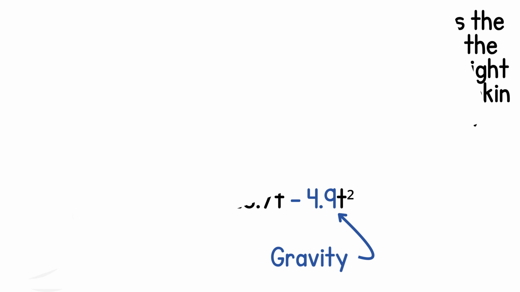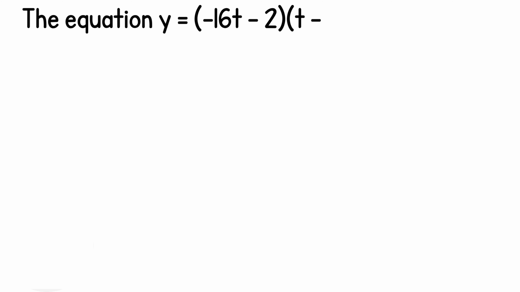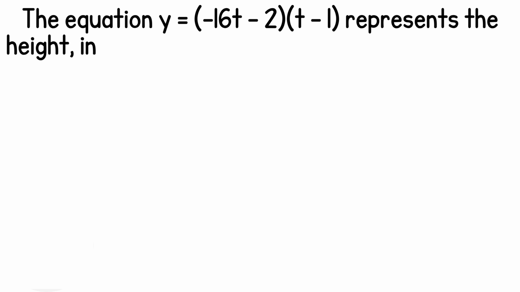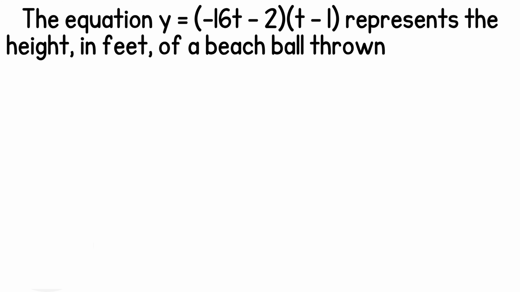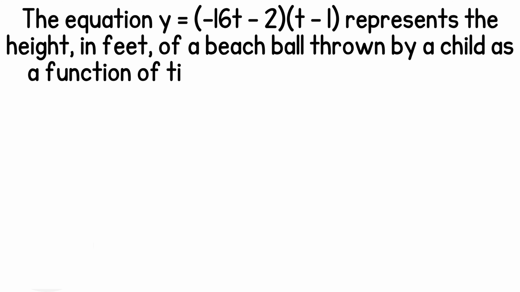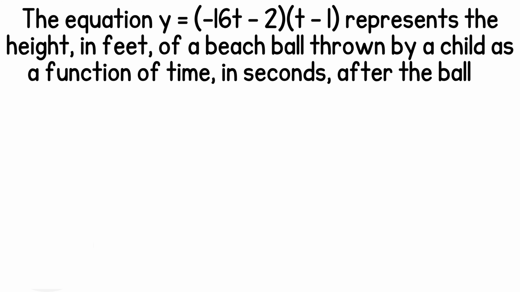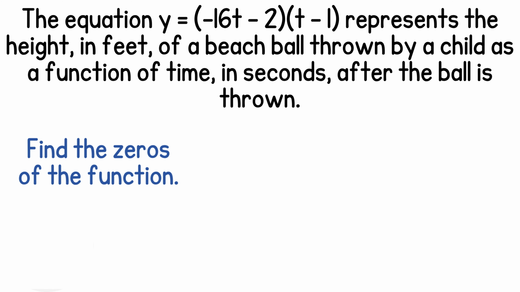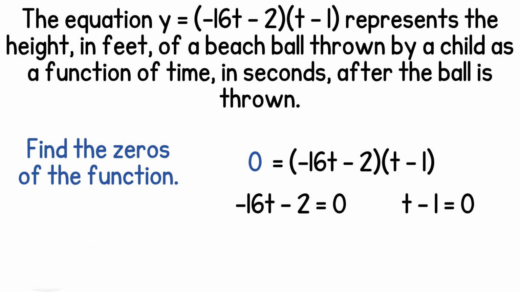Now let's look at another one. The equation y equals negative 16t minus 2 times t minus 1 represents the height in feet of a beach ball thrown by a child as a function of time in seconds after the ball is thrown. Let's start by finding the zeros of this function. So we'll take the equation, and we know that y is going to be equal to 0 since we're finding the x-intercepts. So we'll set each parenthesis equal to 0 so we can solve for t.